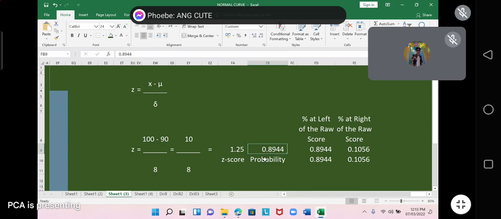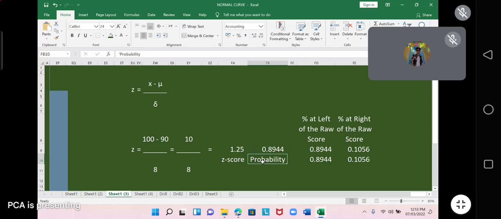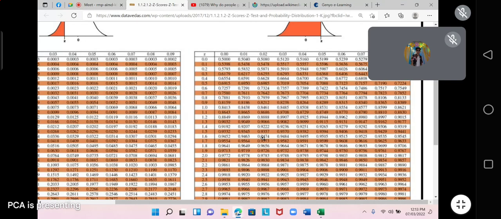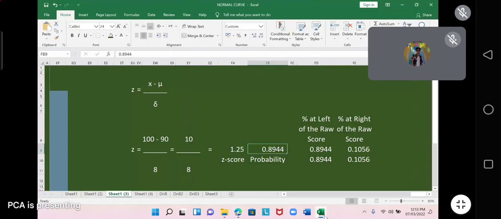Okay? Where do you actually get that one after having the z-score? This one is a probability, and sometimes we say it's called a z-score value, no? Equivalent to probability. Z-score value is 0.8944. Where do we get that again? From here, no? Okay, from here. That is 1.25. And then this one is always the left, is 0.8944.